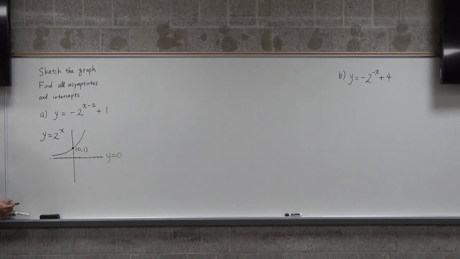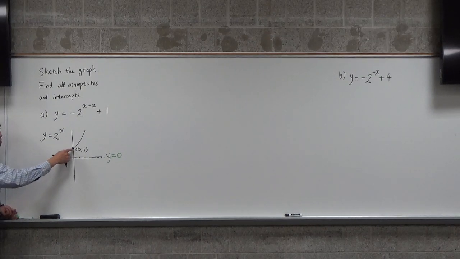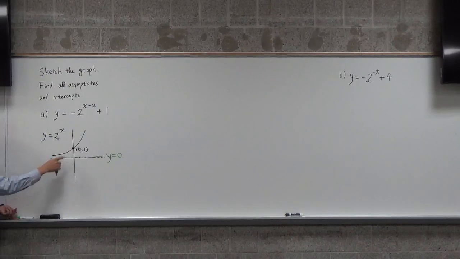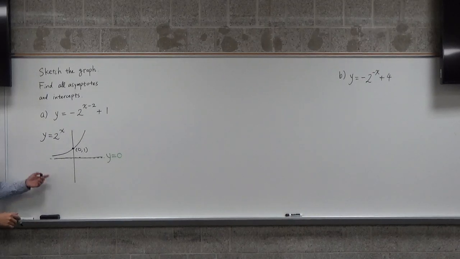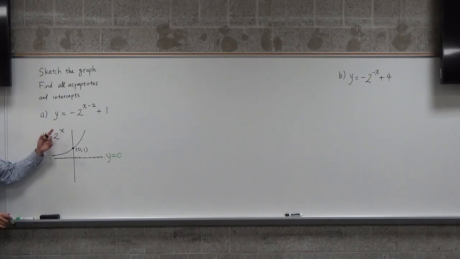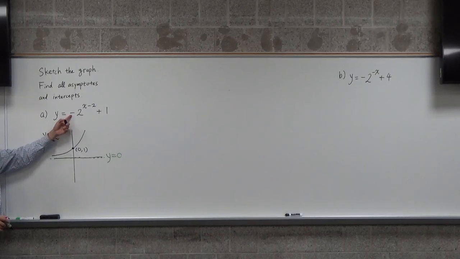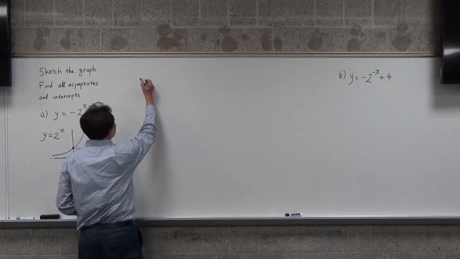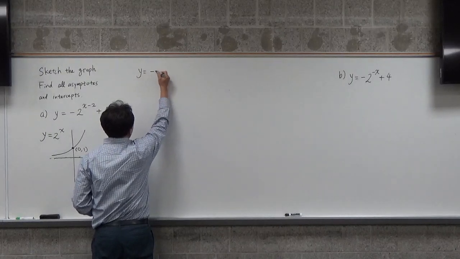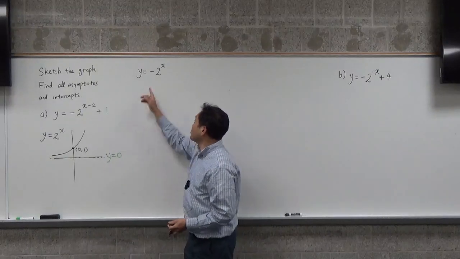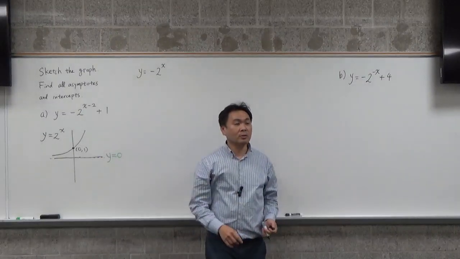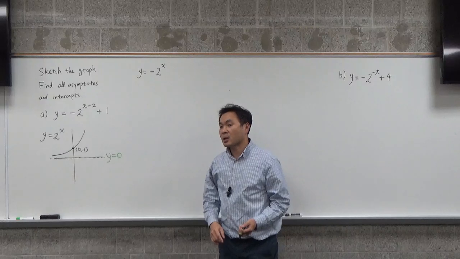And I said, when you try to think about the transformations of this graph, you have to pay attention to this point to see where it moves to. So these are the two things that you have to pay attention to. But before we start moving this thing, there's a minus in front. So let's think about what that is. y equals negative 2 to the x. What does that minus do to this graph? It flips over where? The x-axis, right?